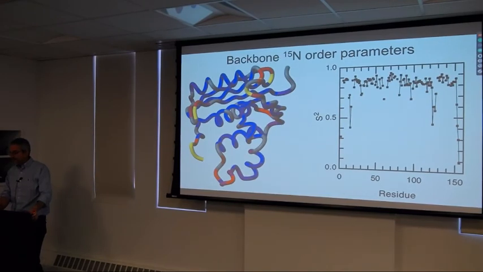Here's an example of order parameters now for RNA-seq. They're color-coded on the structure, yellow being low and blue being high. And essentially you learn early on that secondary structure is rigid, loops are more or less mobile, and after you've done that once, it stops being interesting. So what could be interesting is then what happens when you do something to the protein.